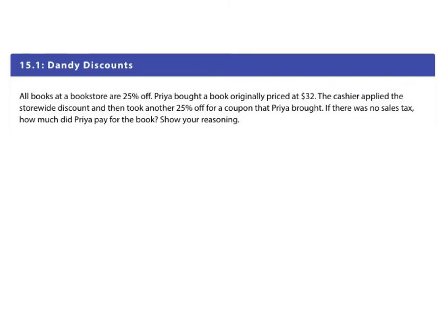15.1, Dandy Discounts. All books at a bookstore are 25% off. Priya bought a book originally priced at $32. The cashier applied the store-wide discount and then took another 25% off for a coupon that Priya bought. If there was no sales tax, how much did Priya pay for the book? Show your reasoning. So all books are 25% off, and then she got another 25% off. So we need to carefully calculate her total that she spent.